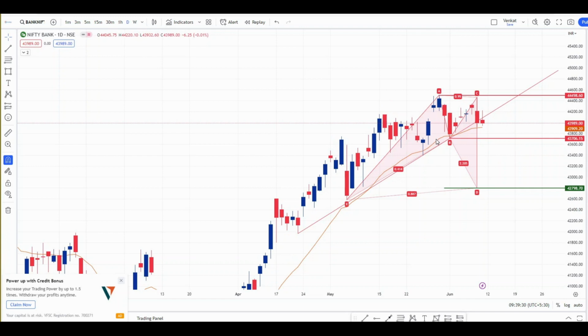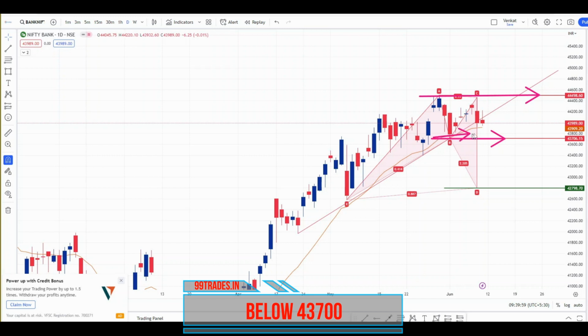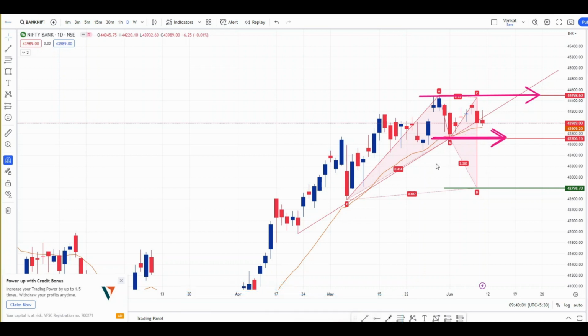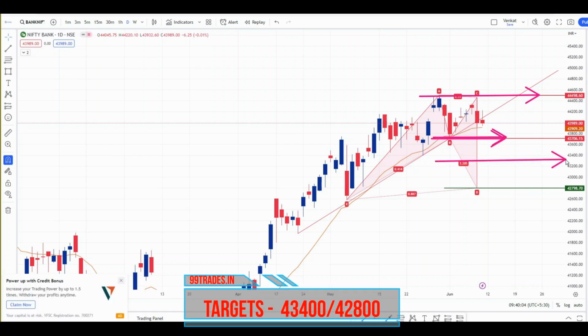What is the confirmation? The confirmation level is 43,700. Below 43,700, this XABCD gets activated, and as per this XABCD, our final target will be somewhere around 42,800. And if BankNifty is in this range, we can see the same zigzag moves as we have seen in the past. So a trending move we can see only either below this level or above this level. If BankNifty sustains below 43,700, then our first target will be 43,400 and the second target will be 42,800.